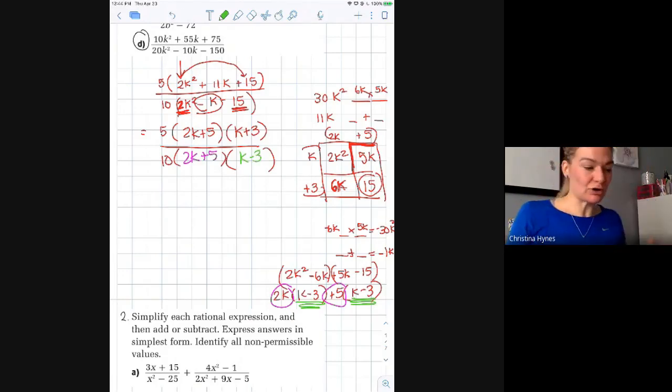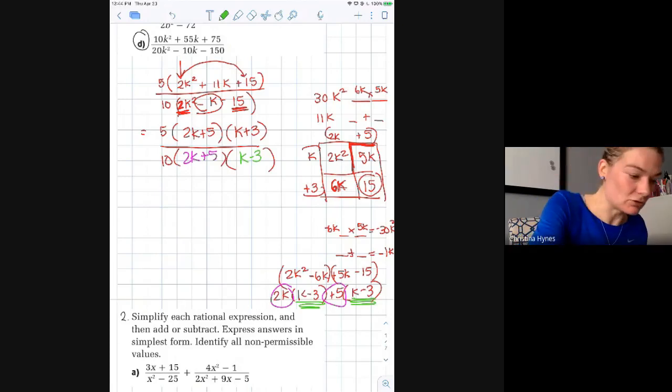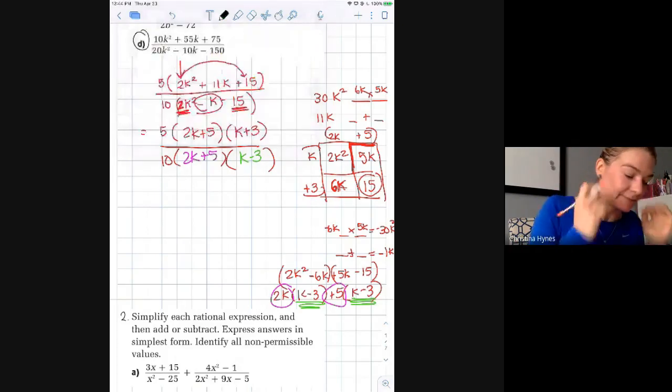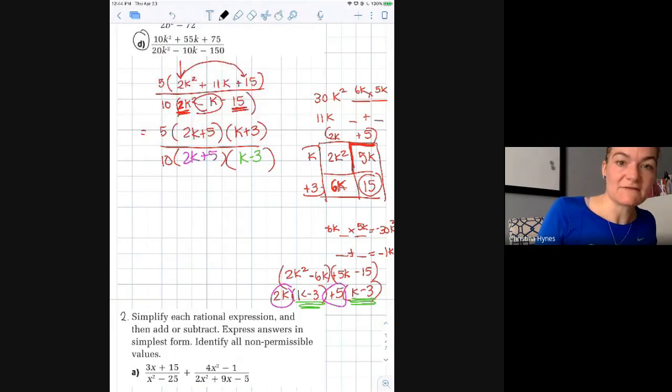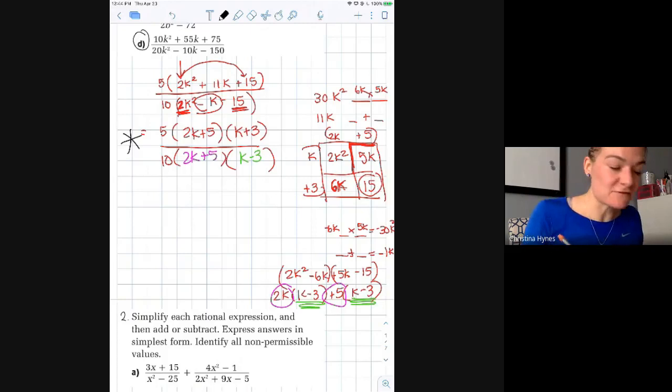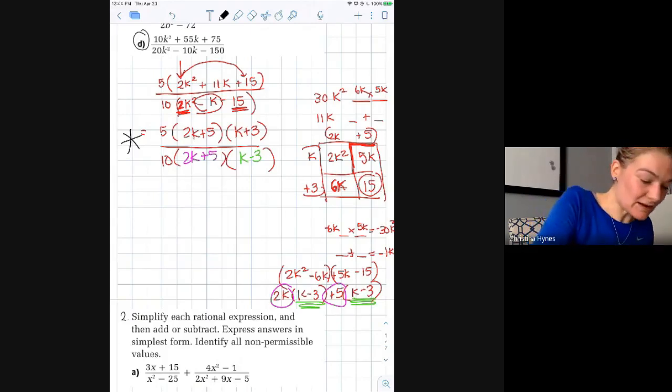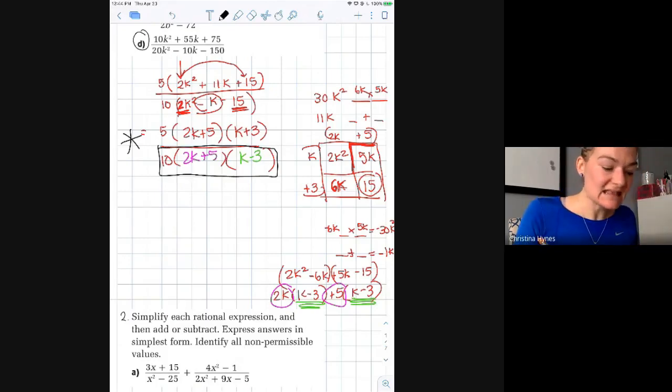Okay, so all this work is just factoring. So if you're confident in factoring, that should have been easier for you. If you're struggling with factoring, this is what's going to stop you. So make sure you guys practice your factoring. Once you have it factored fully, this right here is the best time to find your non-permissible values. Non-permissible values come from your denominator. This is your denominator in a fraction. Any value of k that will make the denominator 0 is a non-permissible value.